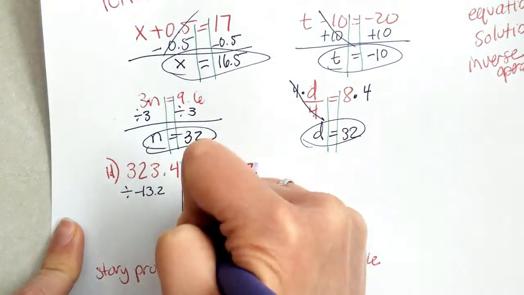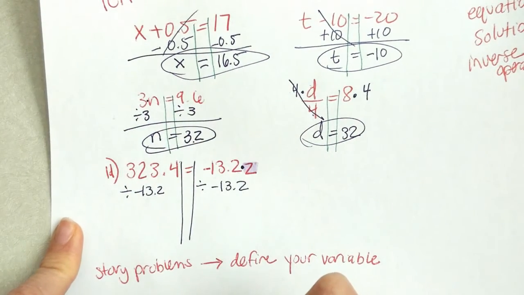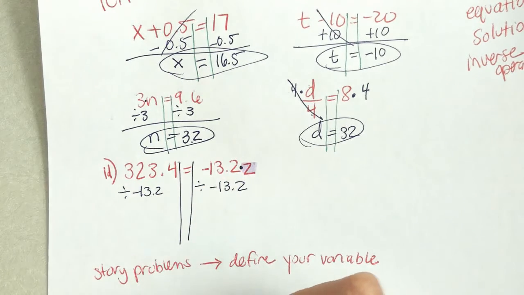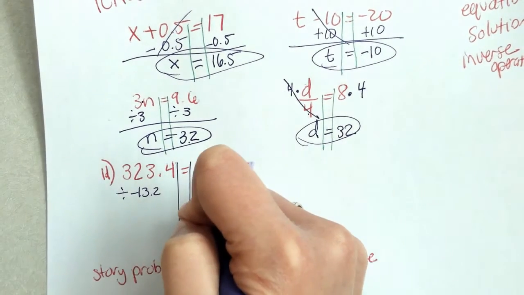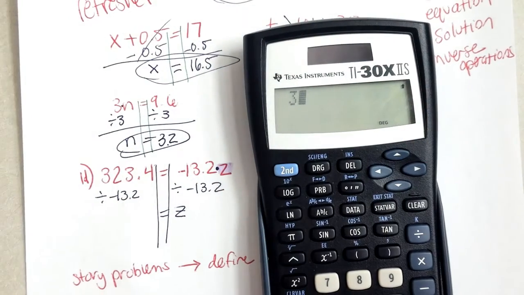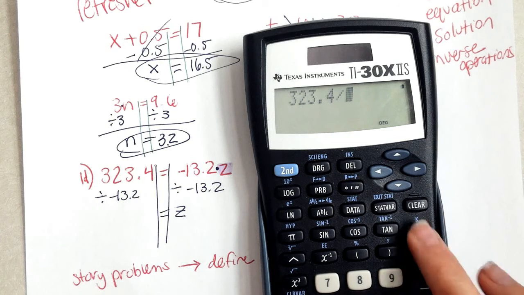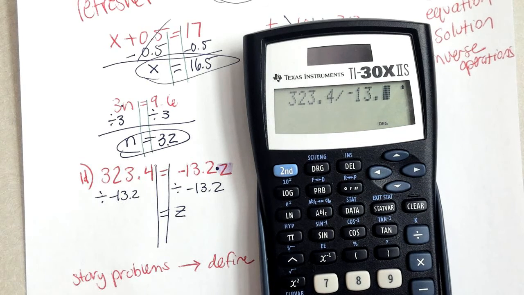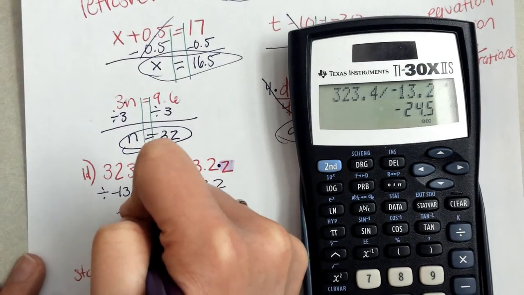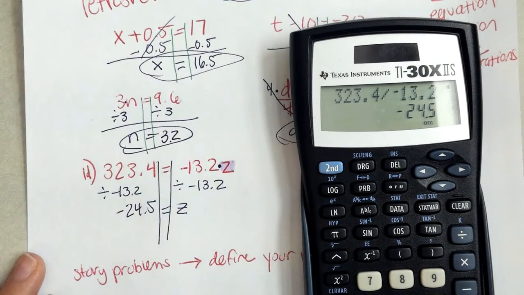And remember, what I do to one side, I have to do to the other. So negative 13.2 divided by negative 13.2 is just going to be 1. So that's just z. And on the other side, 323.4 divided by negative 13.2 would give me negative 24.5.